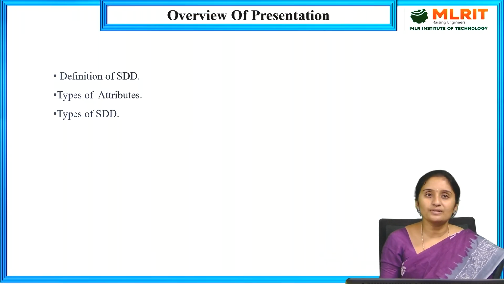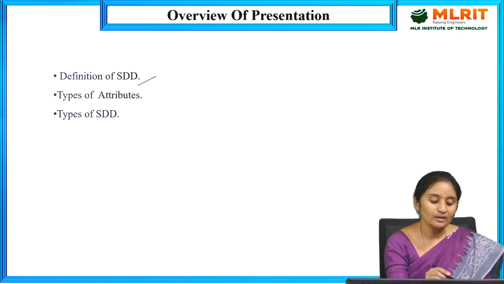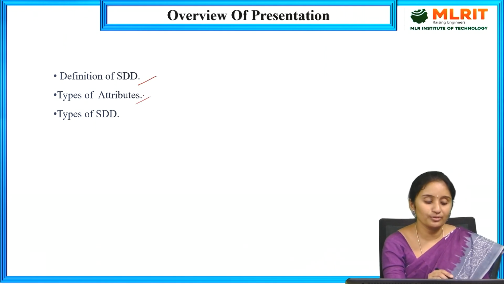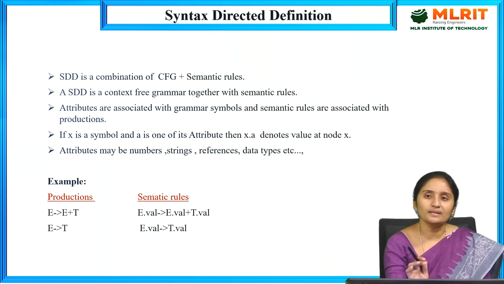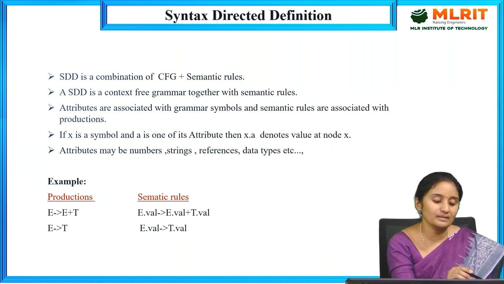So we are going to discuss here what is the definition of SDD, what are the types of attributes we are going to use, and what are the types of SDDs we are going to have. So what is SDD? SDD is nothing but the syntax directed definition. In shortcut, we can call it SDD.